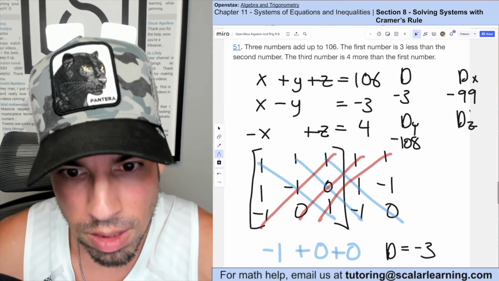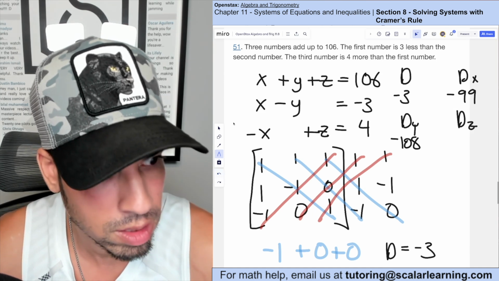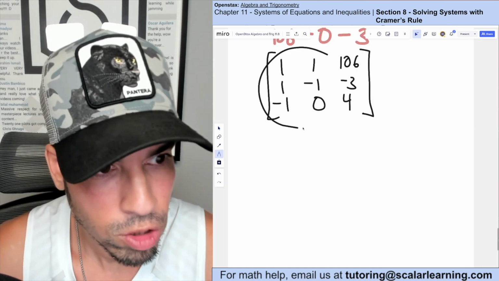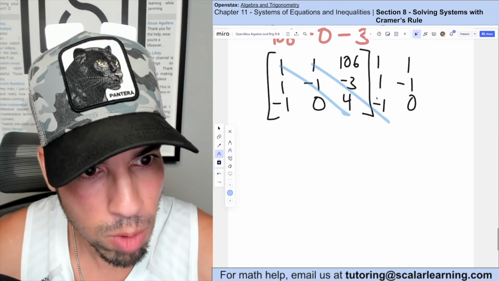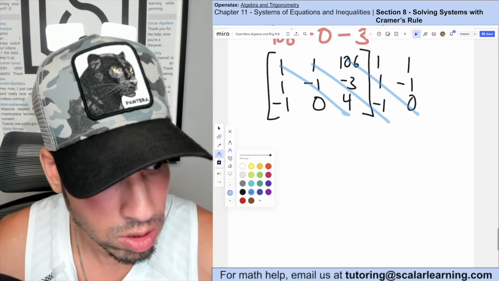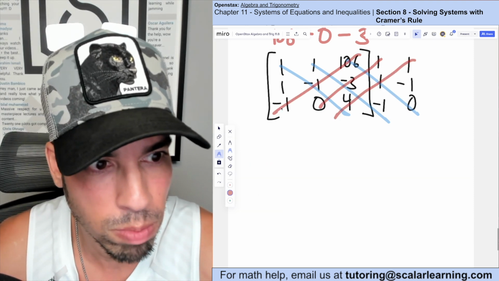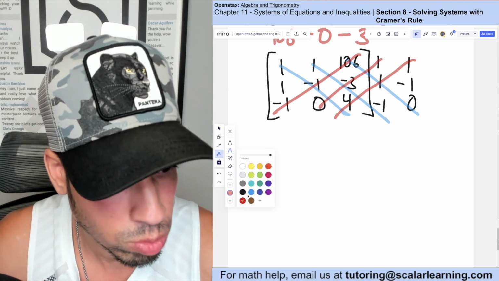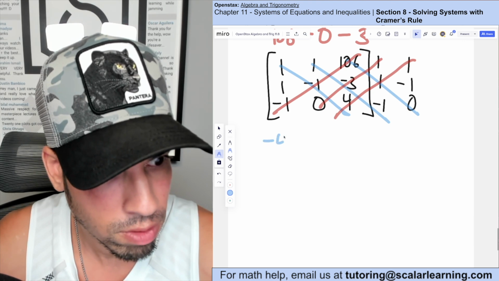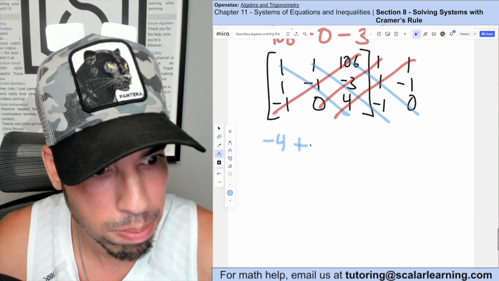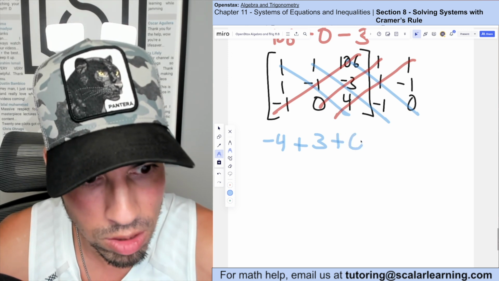And last but not least, let's calculate dz. Again, taking this exact same matrix, replacing the z column. Let's write that out. So again, we're going to start by repeating these two columns over here. And now we're going to multiply, and we're going to add those together, those different products, and then we're going to come back this way, multiply, but those ones we're going to subtract. So check it out. This is going to give us, the first one is negative 4 plus, that's going to be positive 3, and then because we got the 0 in the mix multiplying, it's just going to be 0.